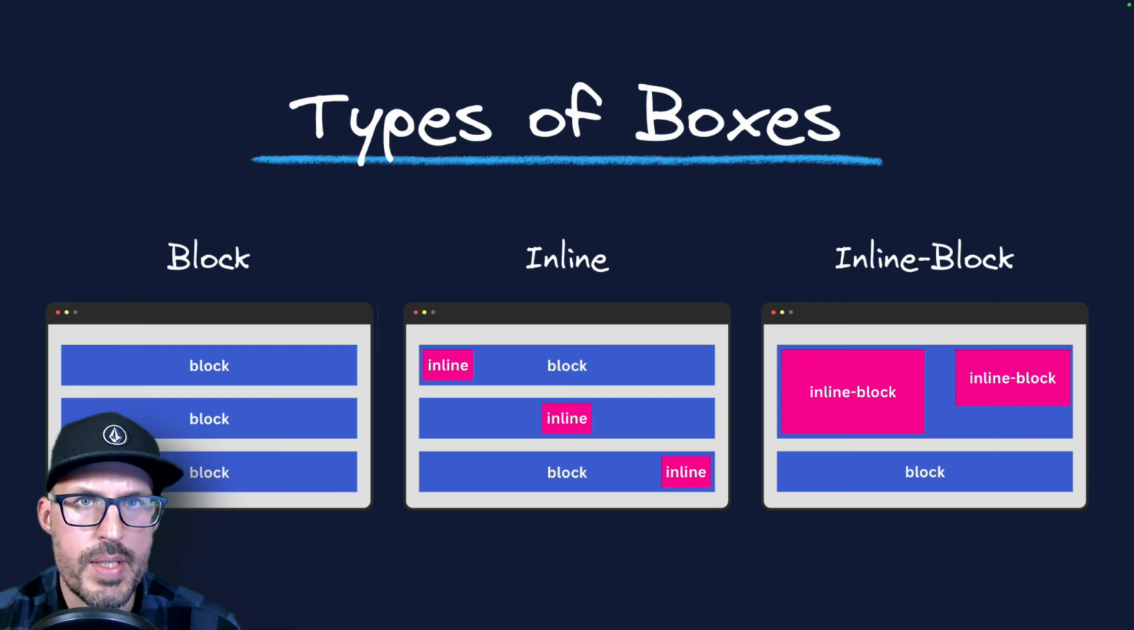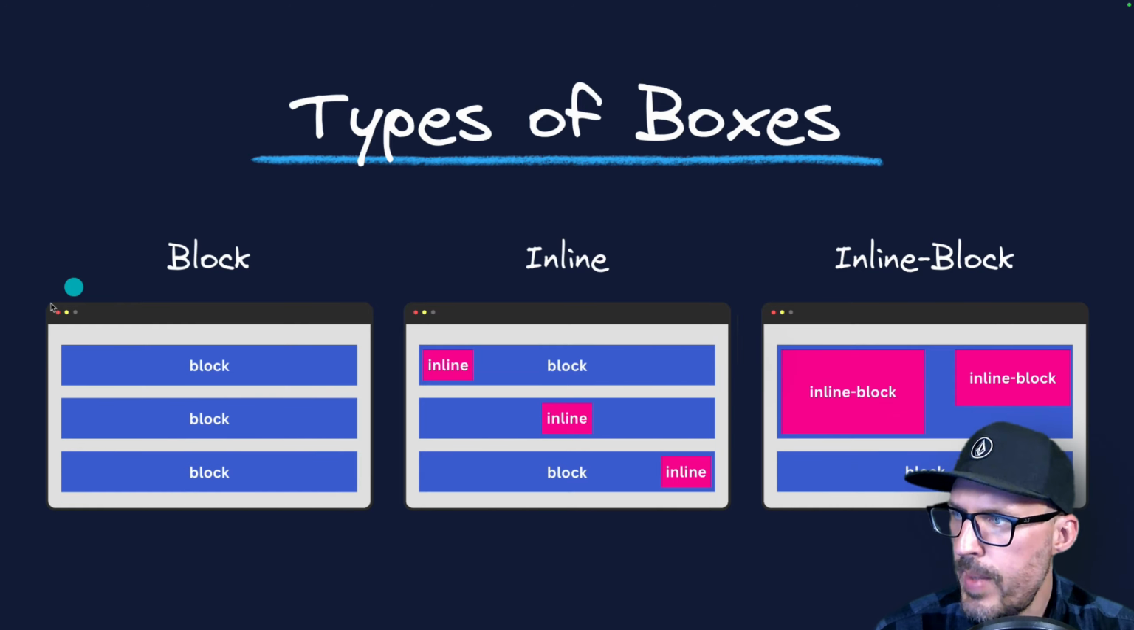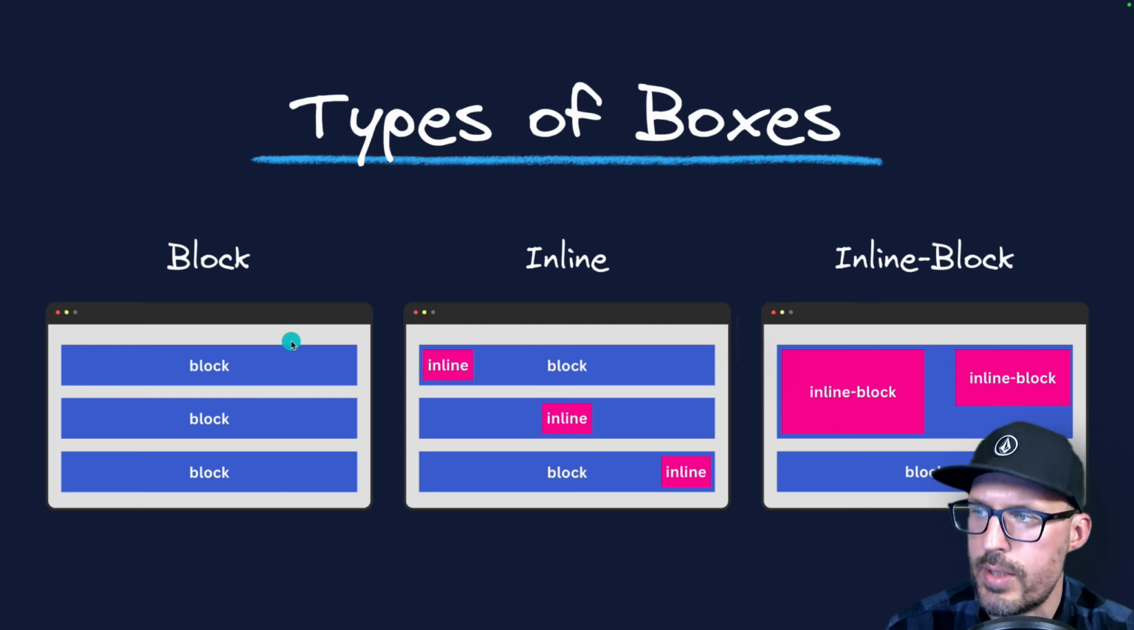And as we can see from the screen here, depending on the type of box that you're using is going to impact how you can position and style and work with that element. So first we have block level elements over here on the left. A block element takes up the full width of its container, and each block element starts on a new line.